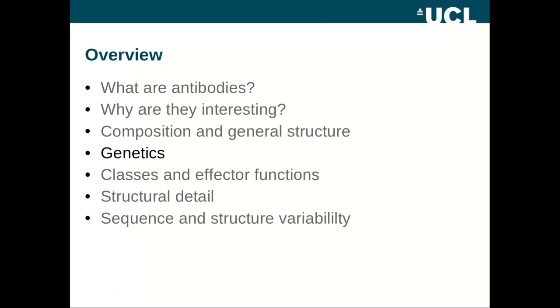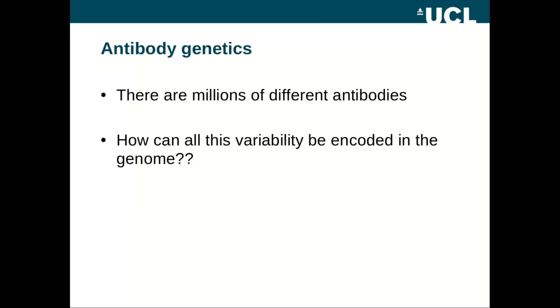There are millions and millions of different possible antibodies. How can all this huge amount of variability be encoded in the genome? We know we have about 3.2 billion base pairs of DNA. Now, if we were to encode all the different antibodies in that DNA, then we'd need huge amounts more DNA just for antibodies, and that obviously is not possible.